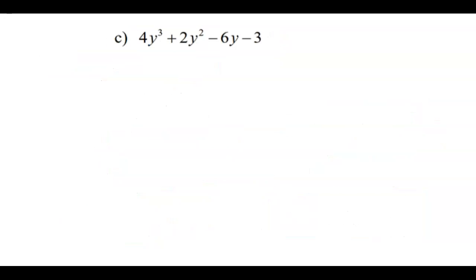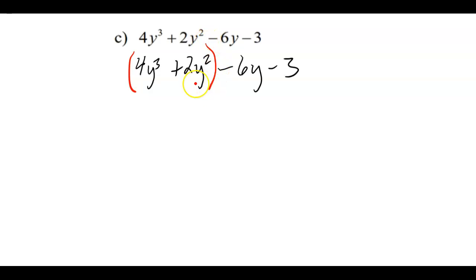Okay, let's try the next set. So on the next set, 4y cubed plus 2y squared minus 6y minus 3. I group the first pair, so two terms grouped together. I group the second pair. On the second pair, notice I have a minus here.